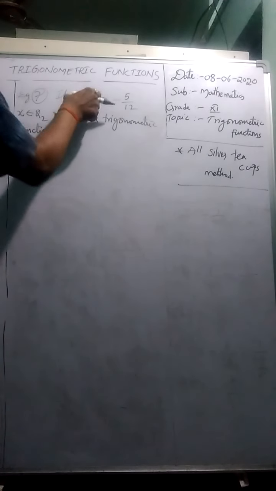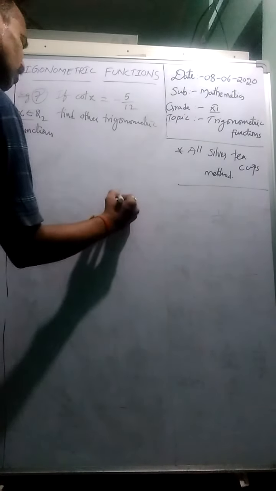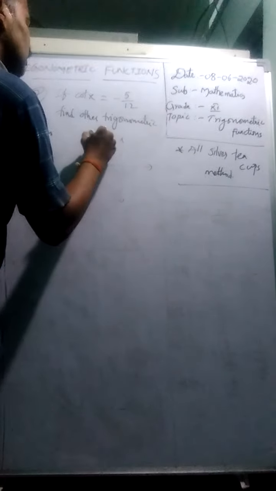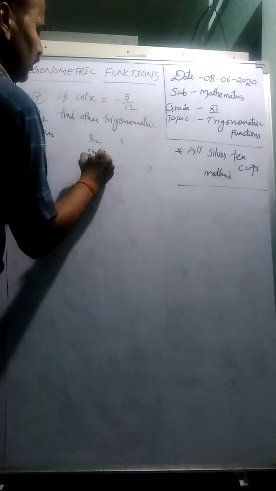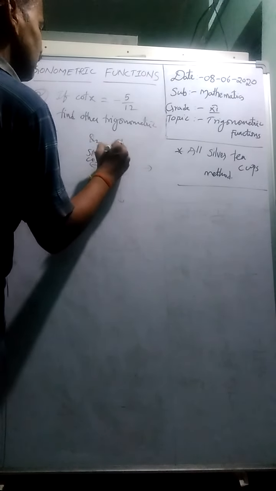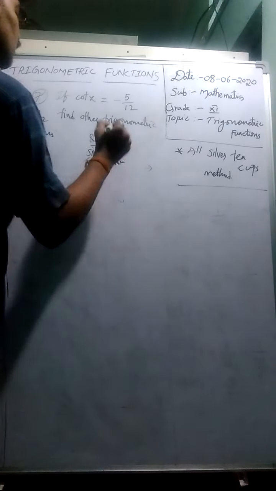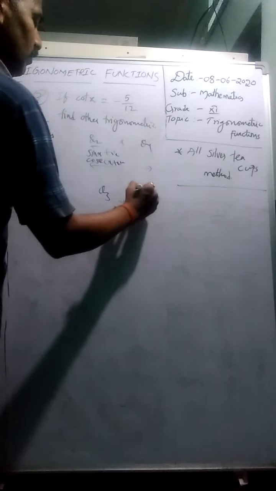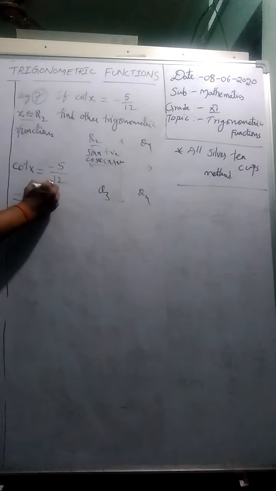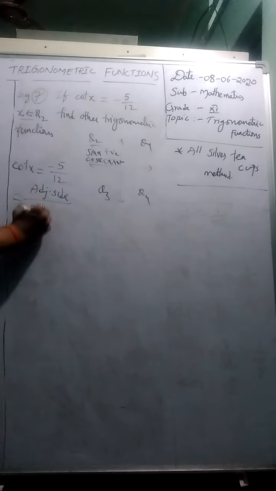So here cot x is given as minus 5 by 12 and x belongs to the second quadrant. As we know, in the second quadrant, sin x and cosecant x are positive and the rest are negative. By using the All Silver Tea Cups method, sin and cosecant are positive, that is why cot x is minus 5 by 12. Again I am saying, students, you can use any alternate method, but I am using the basic method which you learned in earlier classes. That is, cot is defined as the ratio between adjacent side and opposite side.